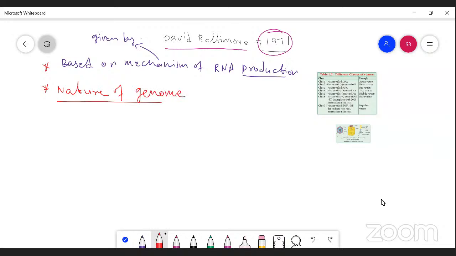The first point is classification based on the mechanism of RNA production. In this mechanism, DNA is converted into RNA, and RNA is converted into protein. DNA converted to RNA is called transcription. RNA converted to protein synthesis is called translation.